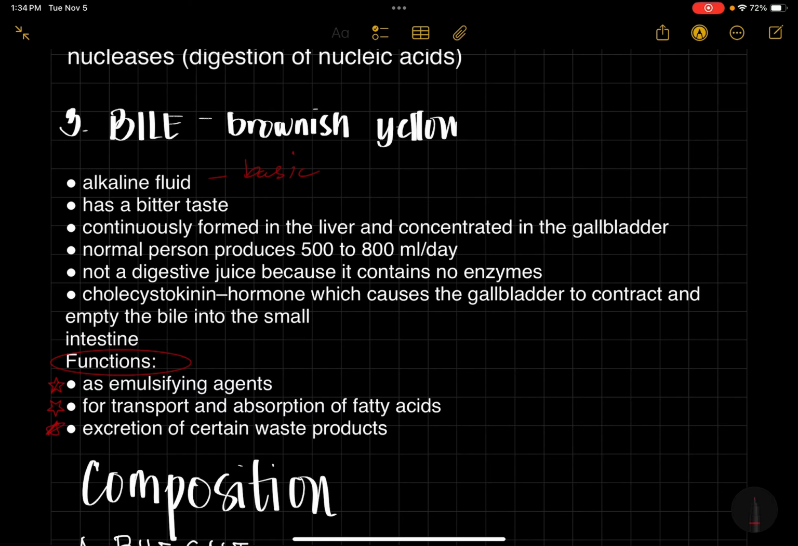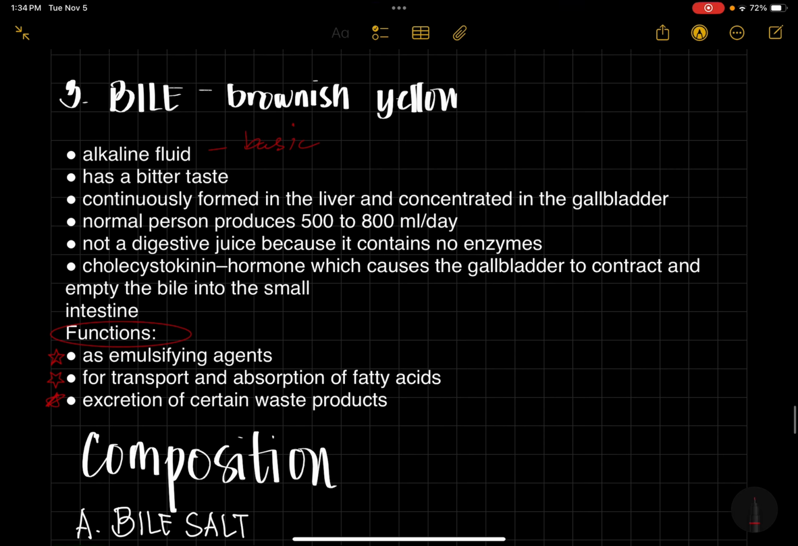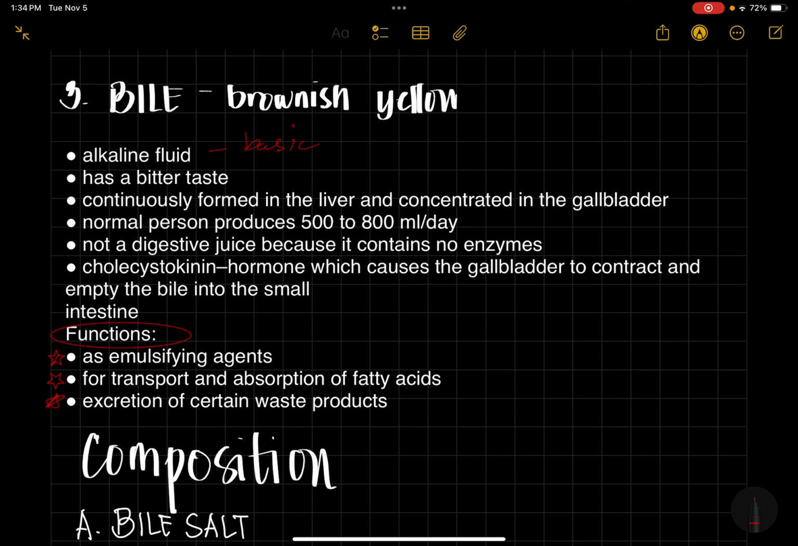And we have not a digestive juice because it contains no enzyme. So we have cholecystokinin hormone, which causes the gallbladder to contract and empty the bile into the small intestine. So the function of bile is emulsifying agent.